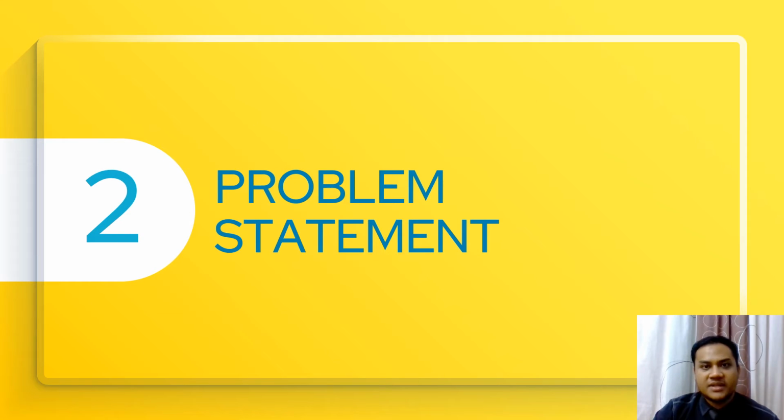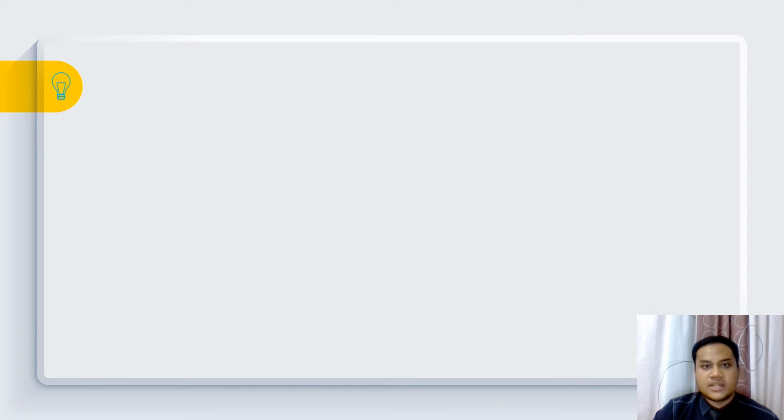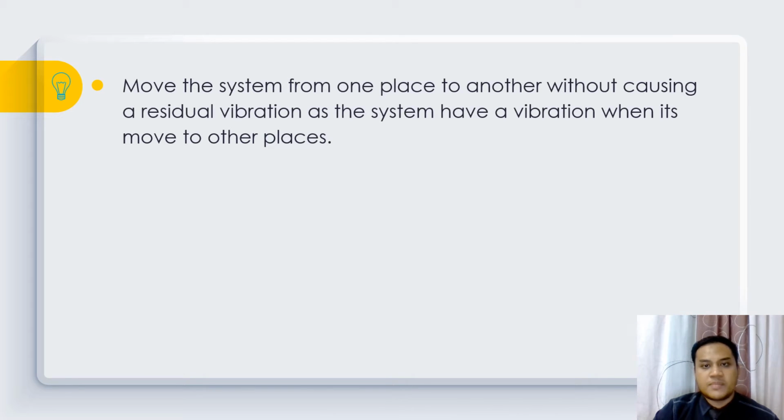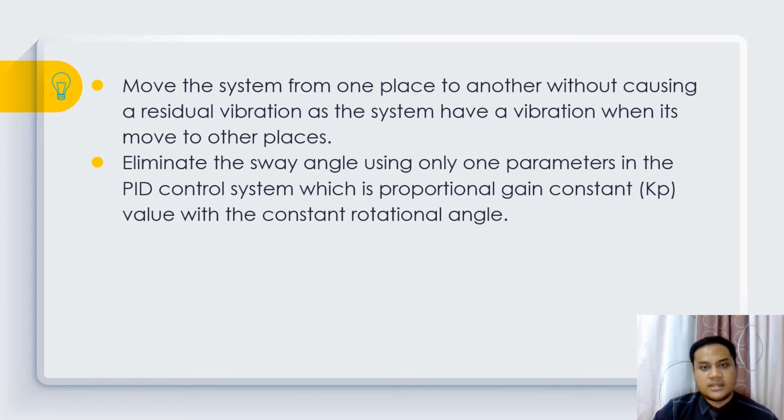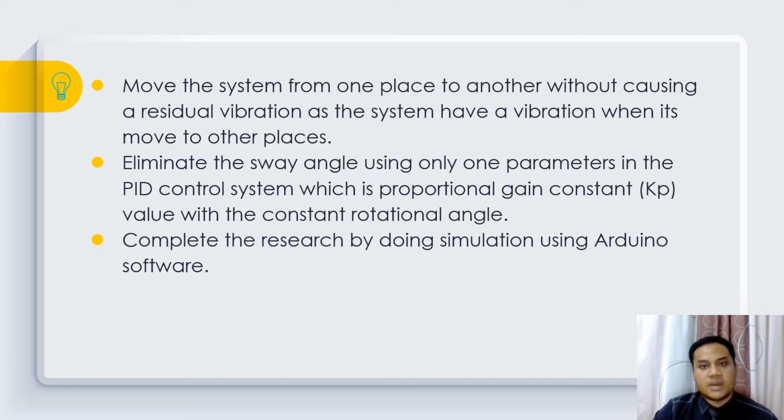Next is the problem statement. Number 1 is to move the system from one place to another without causing residual vibration, as the system vibrates when it moves to another place. Number 2 is to eliminate the sway angle using only one parameter in the PID control system, which is the proportional gain constant Kp value, with a constant rotational angle. Number 3 is to complete the research by doing simulation using Arduino software.